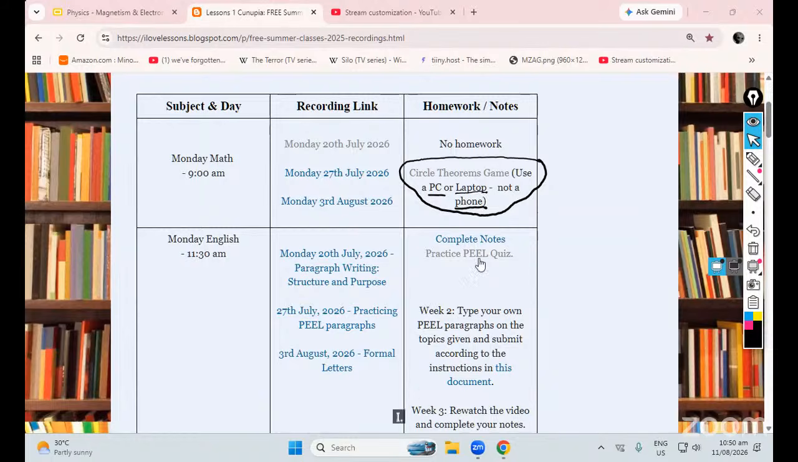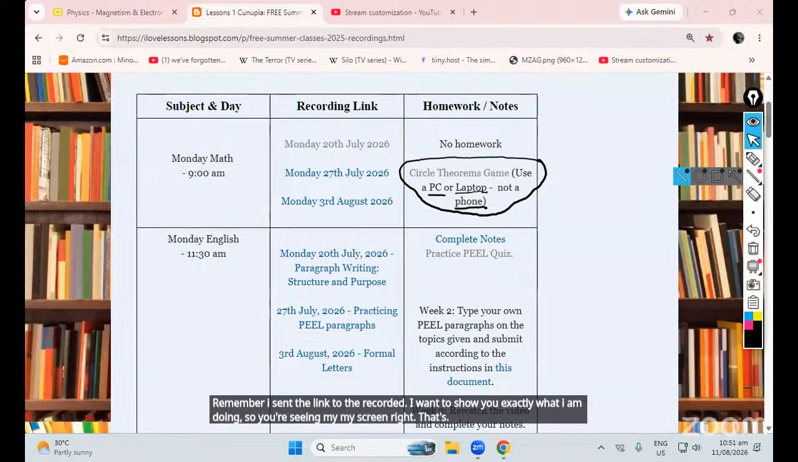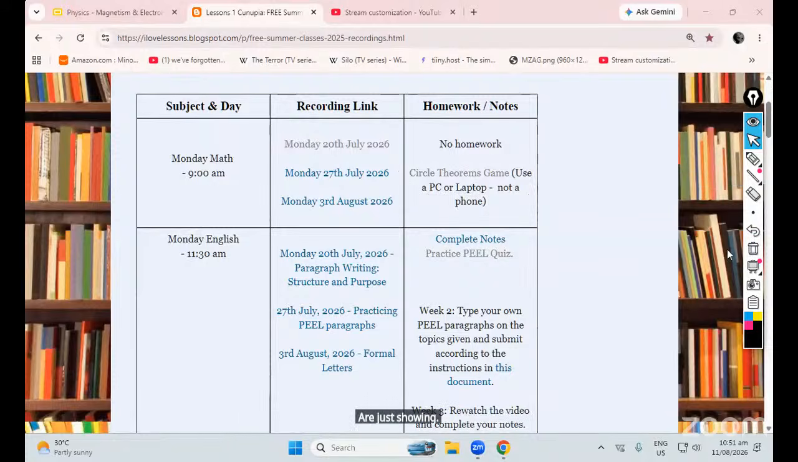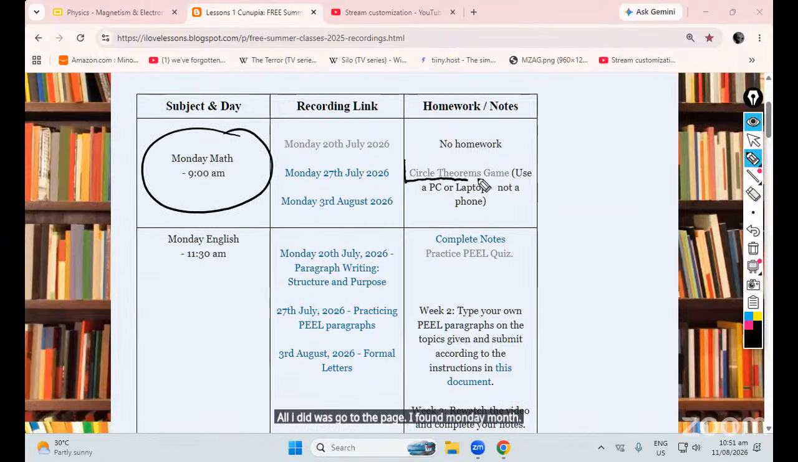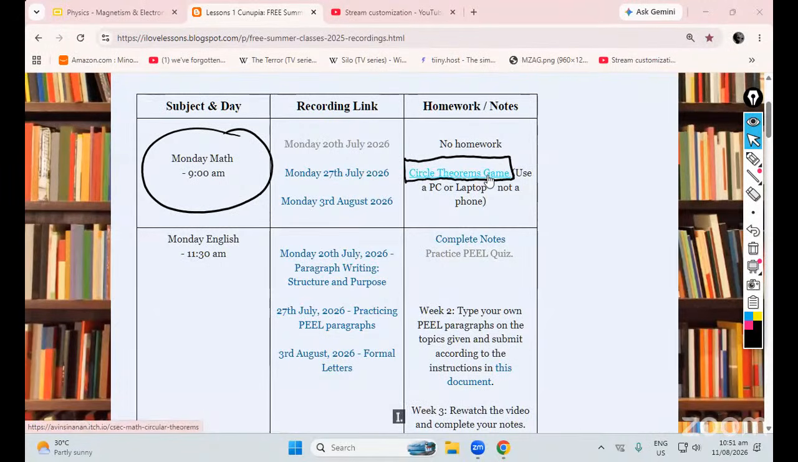All right. Once again, for those who are having problems accessing the homework, remember, I sent the link to the recorded. I want to show you exactly what I am doing. So you're seeing my screen, right? I'm sending back this link for this page. All I did was go to the page. I found Monday Math, and you see the link over here for the game. This is literally all I'm doing. I'm going to take my mouse and I'm just clicking on this. There's not much else I could do, right?